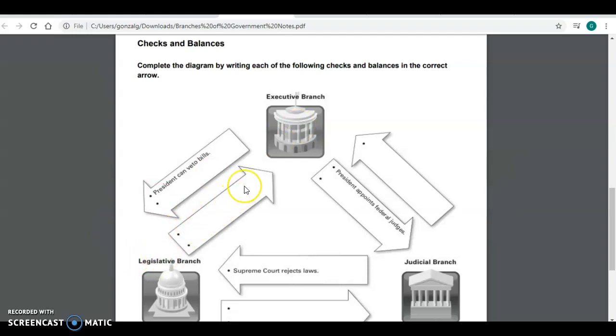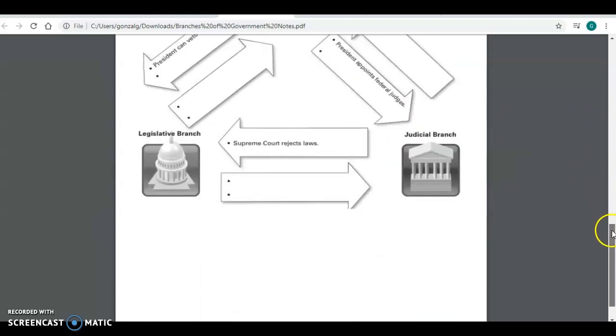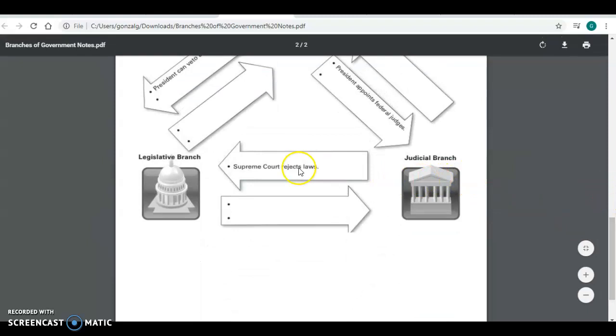They can impeach the president by having a trial. We know this from this year. You're going to do that for the executive branch to the judicial branch. They appoint federal judges, the Supreme Court judges. But what can the judicial branch do to the executive branch? And then down here, what can the judicial branch do to the legislative branch? What checks and balances do they have powers over them?